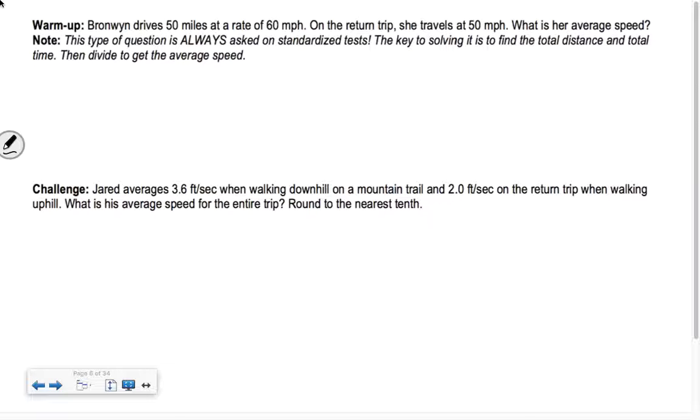All right, so it is always asked on standardized tests though. So the key to solving it is to find the total distance and the total time. So what do you guys think? So if she drives 50 miles at a rate of 60 miles per hour and then she travels 50 miles per hour on the way back, everybody always says the same number. What do you guys think it is? It's okay if you think it.